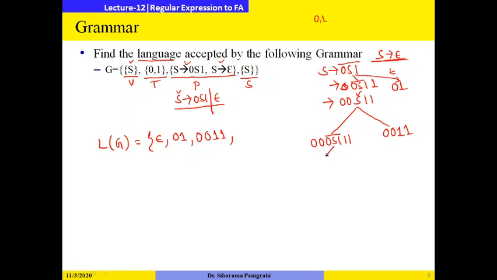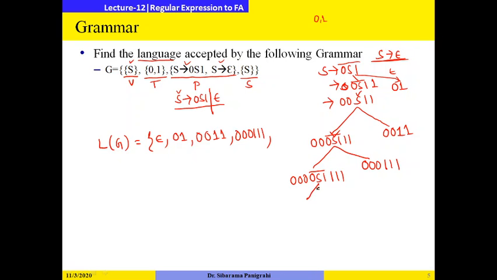Similarly, here also you can put s gives to 0 s 1 or you can put s gives to epsilon. So if you put s gives to epsilon, you will get 0 0 0 1 1 1. If instead of this s, you put 0 s 1, what will you get? 0 0 0 0 s 1. In place of this s, I have put 0 s 1 1 1 1. So you have got a string 0 0 0 1 1 1.